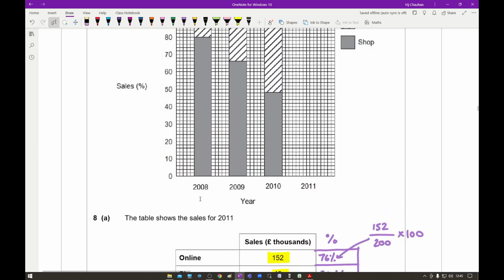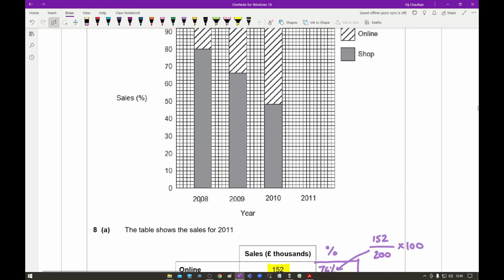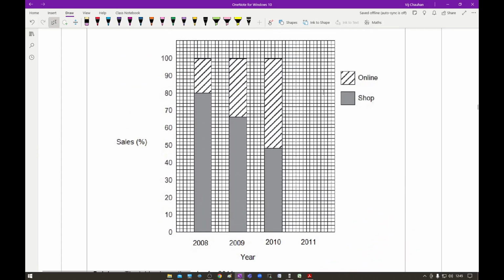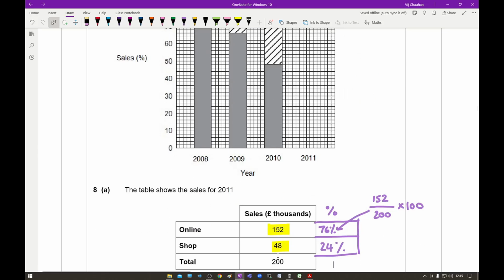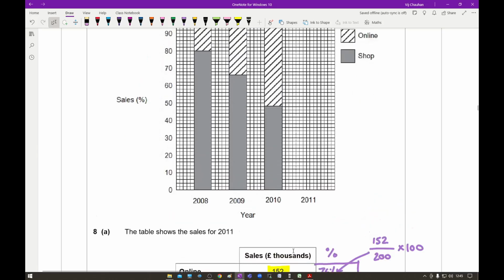Now if the online sales are 76%, then the shop sales are going to be 24%, and that is what I then want to show on this scale. So as you can see, the shop is at the bottom, so that's going to be 24%. So for this, I need to find 24%. And again, let's be a bit accurate with this.